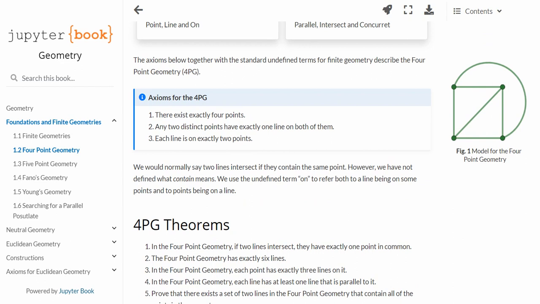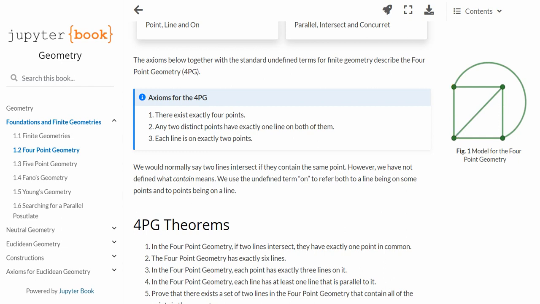Right, so any 2 distinct points have a line. You pick any 2 points, and there's a line that joins them. If I pick this one and this one, this line joins them. So that seems good. And each line is on exactly 2 points. I pick a line like this one, for example, and notice that there's only 2 points on it. So any line I pick has exactly 2 points on it. And those are my axioms.